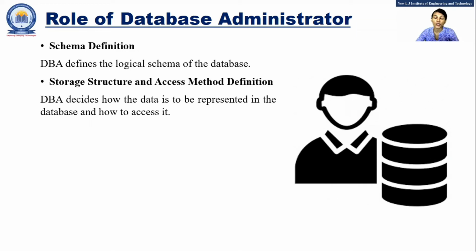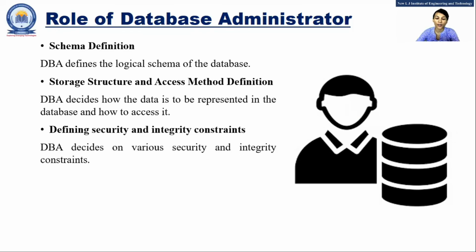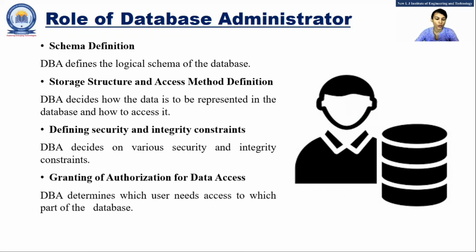Then he will decide the storage structure and access method definition. He will decide how the data should be stored, where to store the data, and how to access that data. Then he will define the security and integrity constraints. The DBA will decide the various security to provide because as per the different sector, we need different kinds of security for our particular data. And suppose you want to provide some constraints, like some rules, then also the DBA will provide those rules to our database.